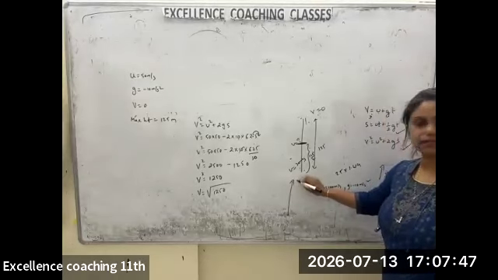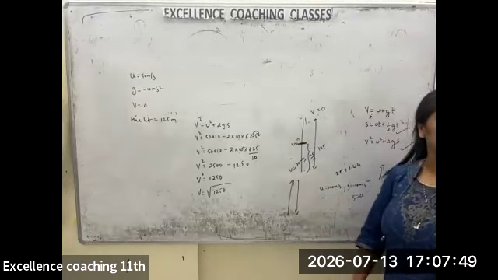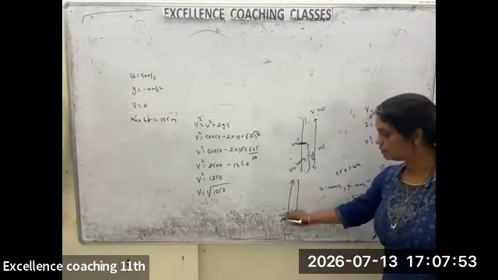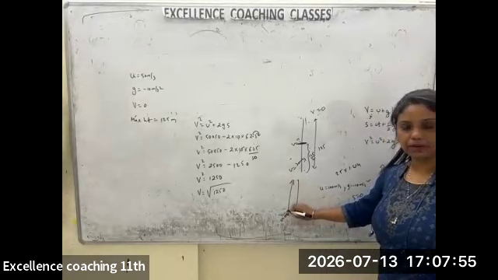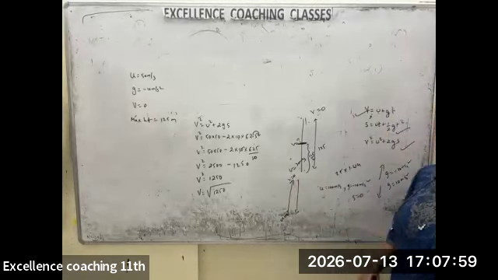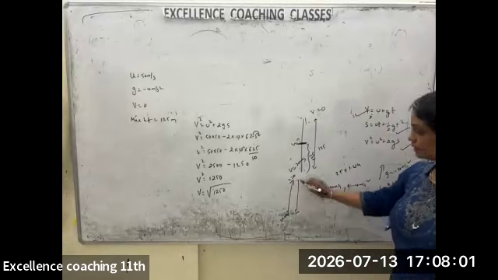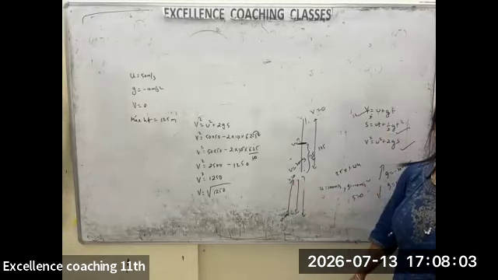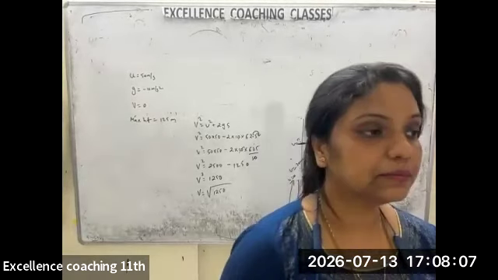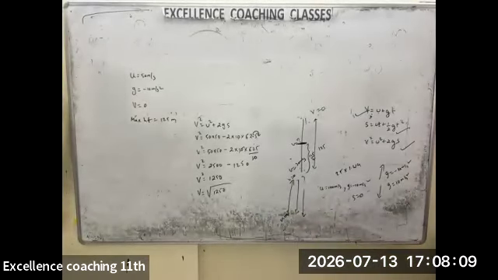Because whatever time is needed to go on top, same time will be needed to come down. Correct? So going up, U is equal to 100 meter per second, V is equal to 0. So using the first formula, how much do you get? 10 seconds. Now the same time will be needed to return. So 10 plus 10 will be 20. Is that clear? Next one.